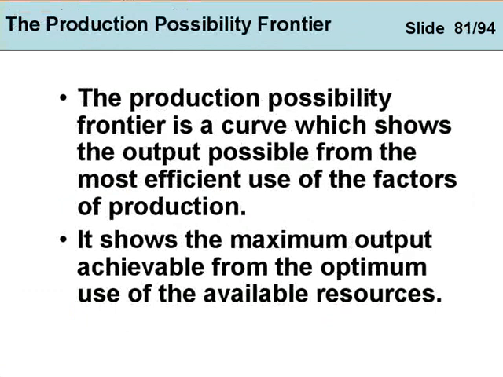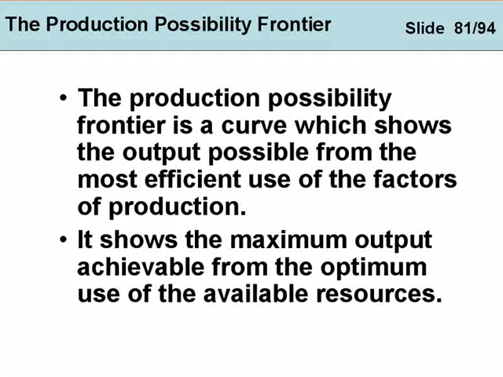To get at the choice problem, let's look at something called the production possibility frontier. This is a diagram, a curve which shows the maximum outputs, the most efficient outputs from the combination of the factors of production. The most efficient outputs.